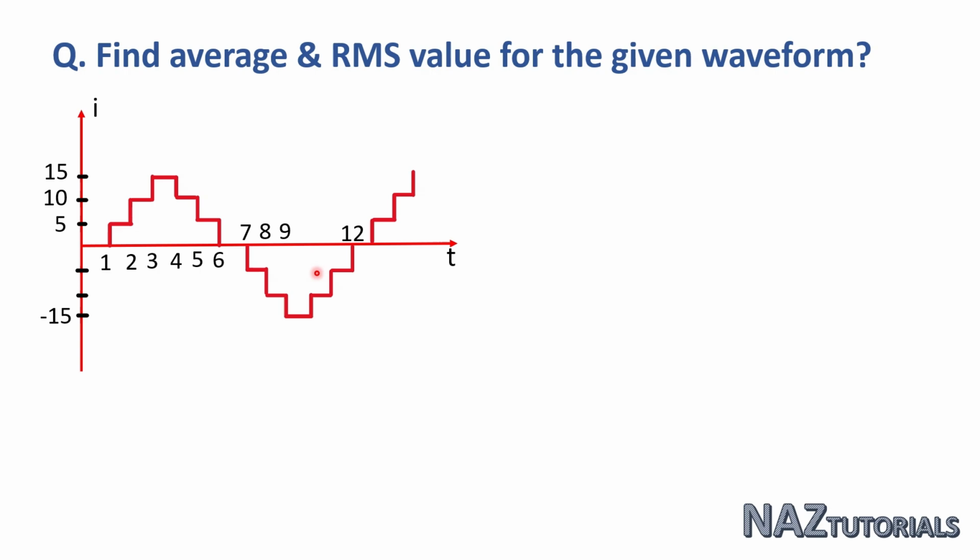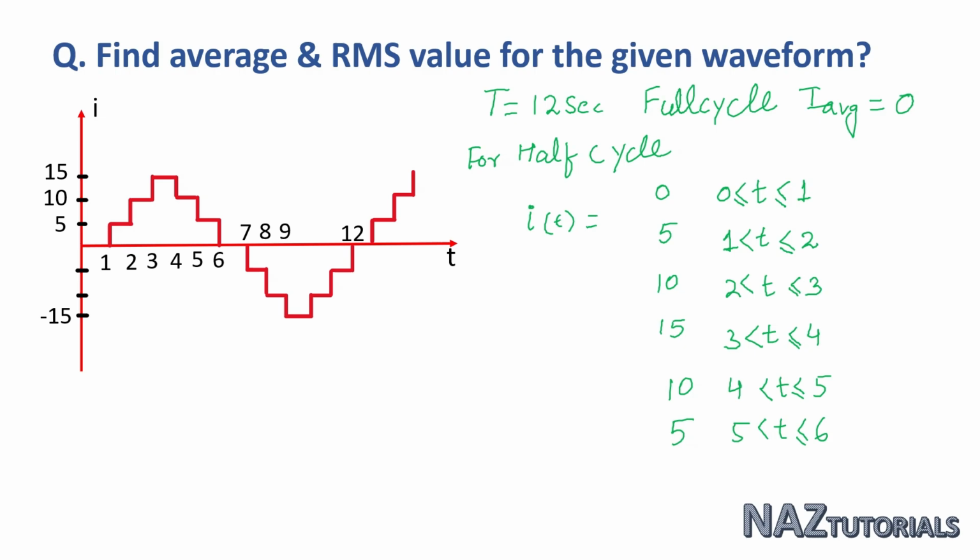This type of waveform has an average value of 0 for a complete cycle. So here we analyze the average value for the half cycle. For the half cycle, analyzing this current waveform, for time 0 to 1 it is 0 ampere, 1 to 2 it is 5 ampere, 2 to 3 it is 10 ampere, 3 to 4 it is 15 ampere, 4 to 5 it is 10 ampere, and 5 to 6 it is 5 ampere.